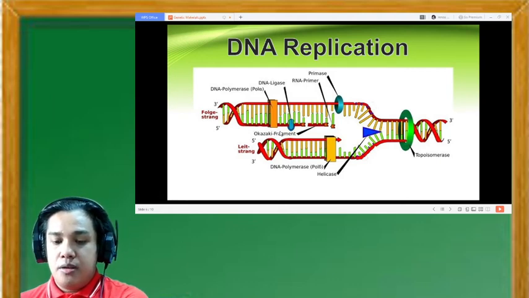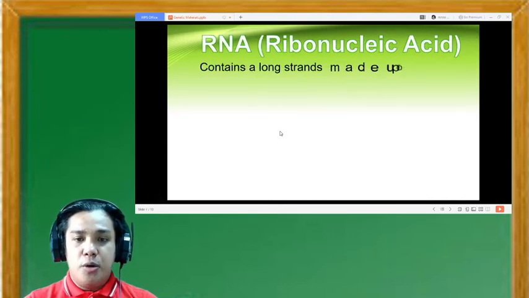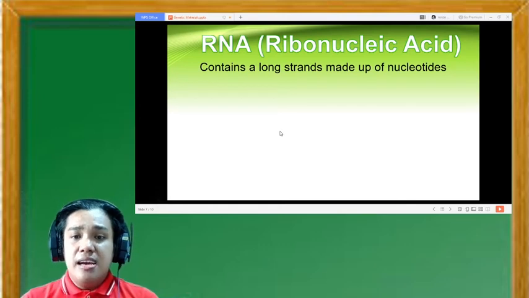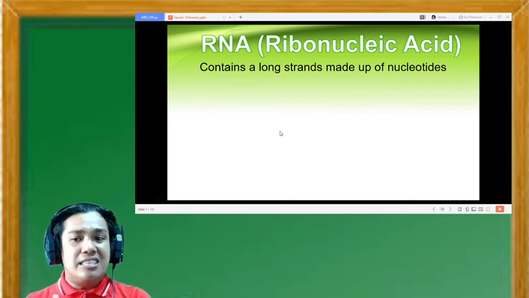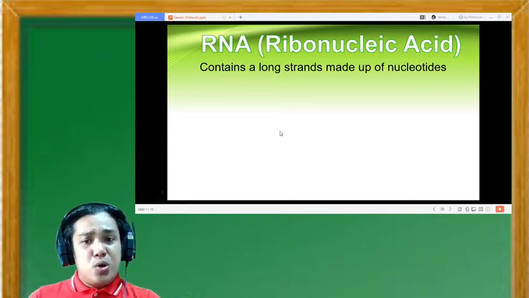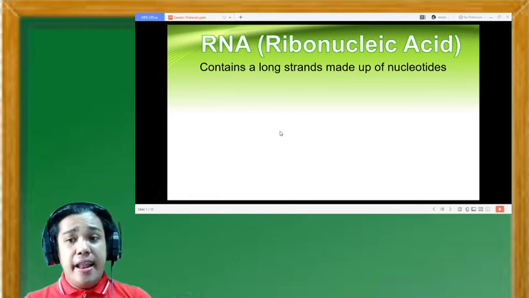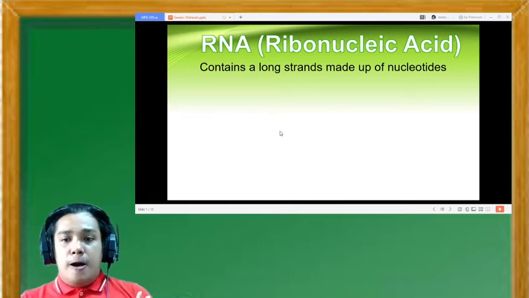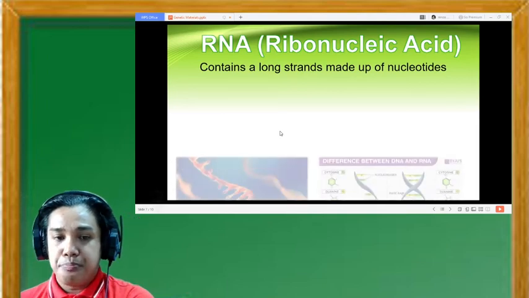So, alamin natin, or let us know regarding RNA. So, when we say RNA, the ribonucleic acid, or commonly known as RNA, contains a long strand made up of nucleotides compared to DNA. RNA has a single chain and does not form a double helix structure. The comparison between RNA and DNA you will see on this picture.